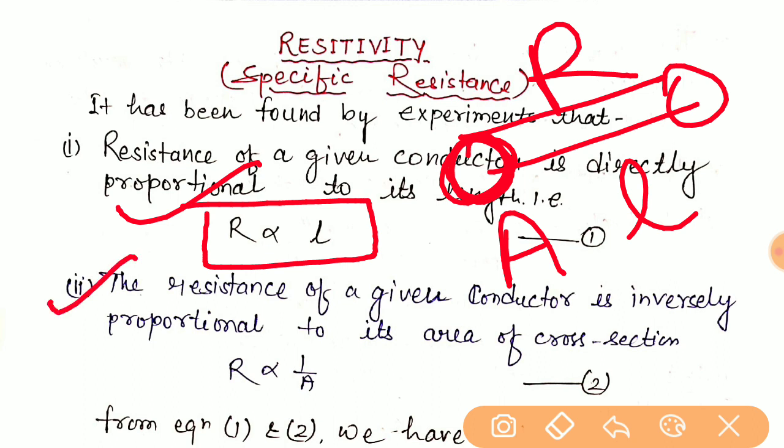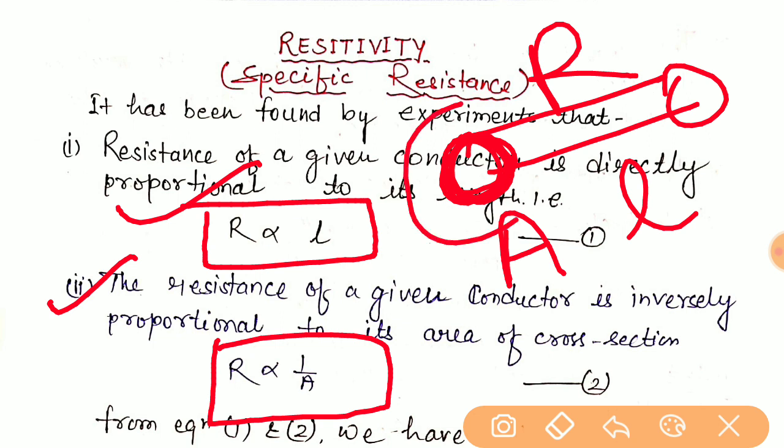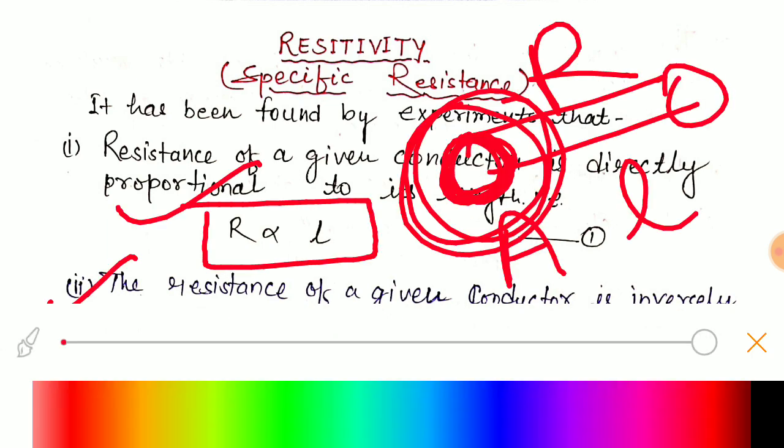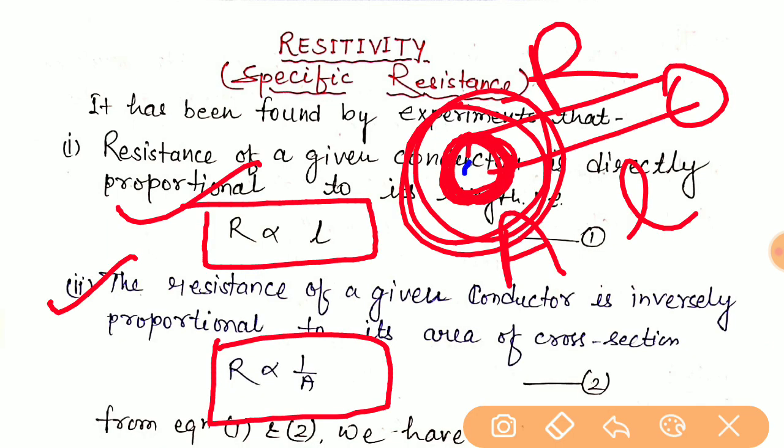Secondly, we have observed that the resistance of a given conductor is inversely proportional to the area of cross section of the conductor. It means the resistance of this conductor will be inversely proportional to this area of cross section. When we increase the area of cross section then resistance will be lower, and if we decrease the area of cross section then the resistance will be higher. It means there is a lot of hazard in the flow of charge.